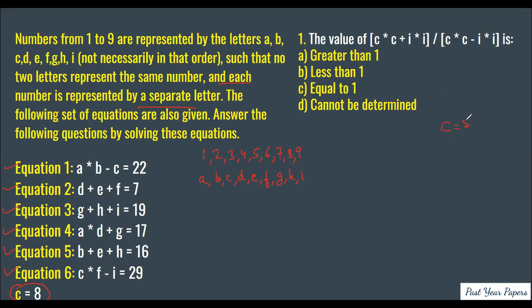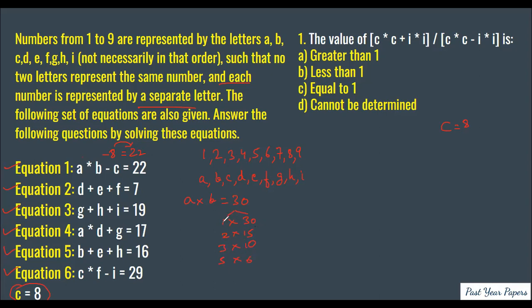C is 8. Further, the equation is equal to 22. That means minus 8 is equal to 22. 8 goes on the right hand side. It becomes A times B is equal to 30. So how can we get 30 if I multiply two numbers? 1 times 30, 2 times 15, 3 times 10, or 5 times 6.